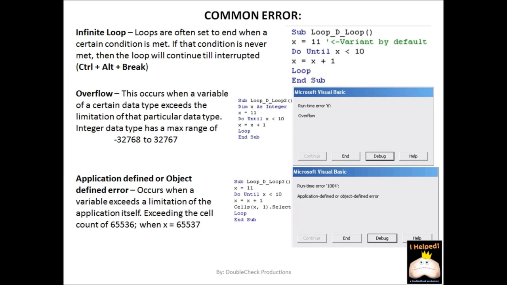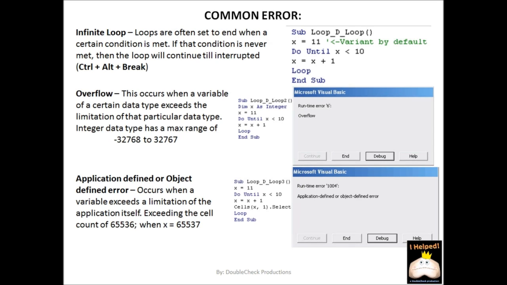All right, now what I want to discuss are the common errors of working with loops. The most common error probably is an infinite loop. Loops are set to end whenever a certain condition is met. If that condition is never met, then the loop will continue infinitely or until it's interrupted. And in Visual Basic for Applications, the most common way to interrupt code is by pressing Control-Alt-Break.